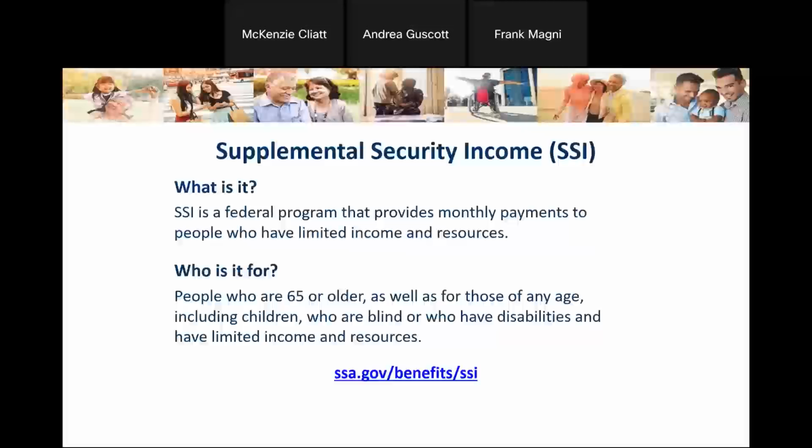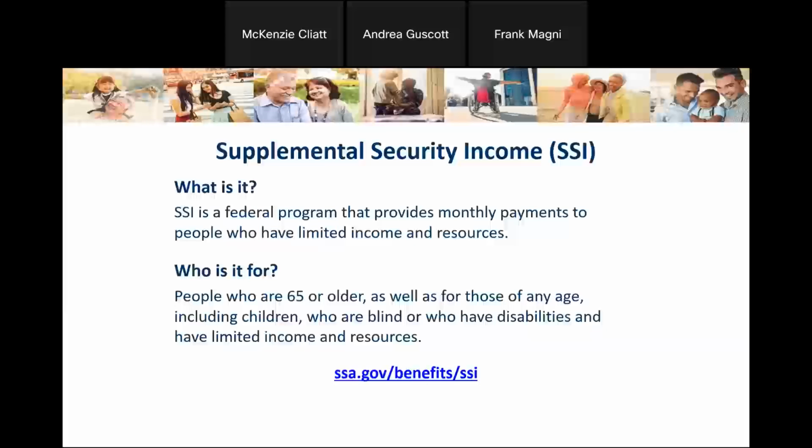The Social Security Administration administers the SSI program, which pays monthly benefits to adults with limited income and resources who are disabled, blind, or 65 years or older. Blind or disabled children may also get SSI, and we're going to talk about that. There's a whole specific section where I'm going to talk about how these benefits apply to children later in the presentation.